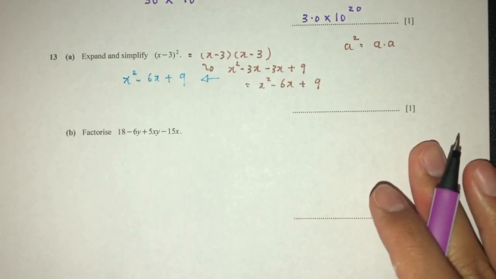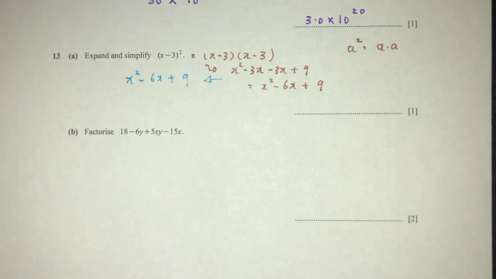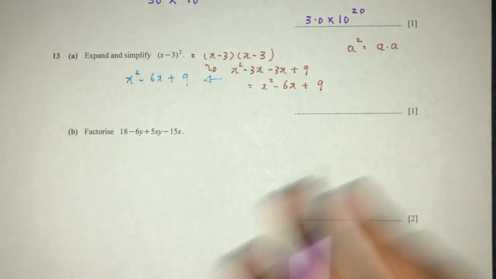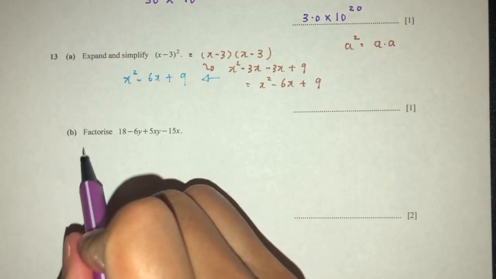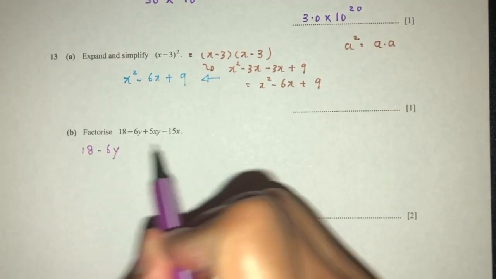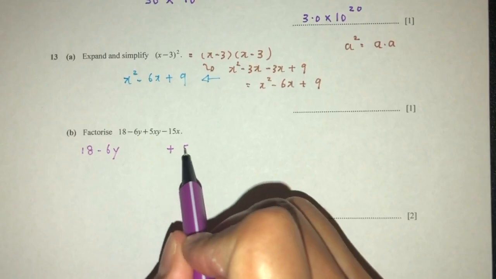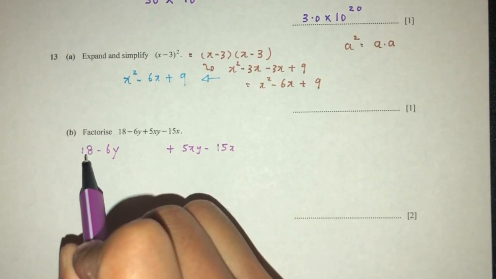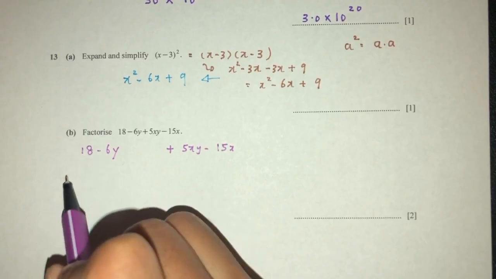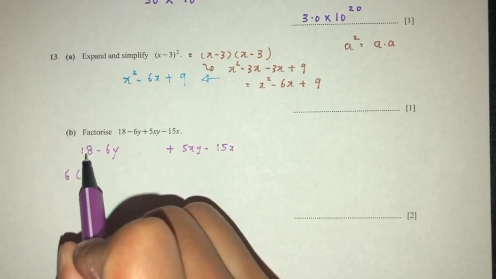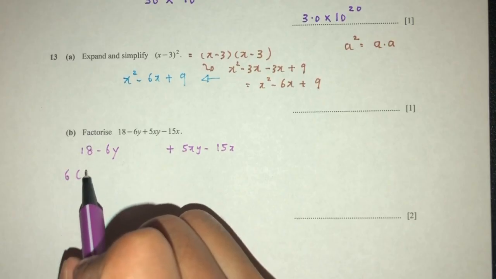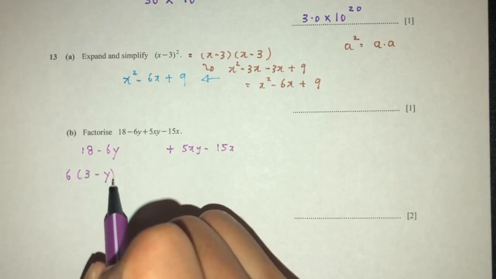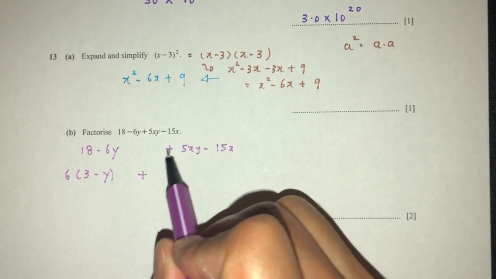Now for part B, we have to factorize this one. So step by step. So let's break this down into 2 pieces. So here we have 18 minus 6y. Then leave some space. We have plus 5xy minus 15x. So here we have 18 and 6. So 6 is common. We take out 6. That will be, because we know 6 times 3 is 18, so 3 will be remaining minus y. Here we have plus, because here we have plus.